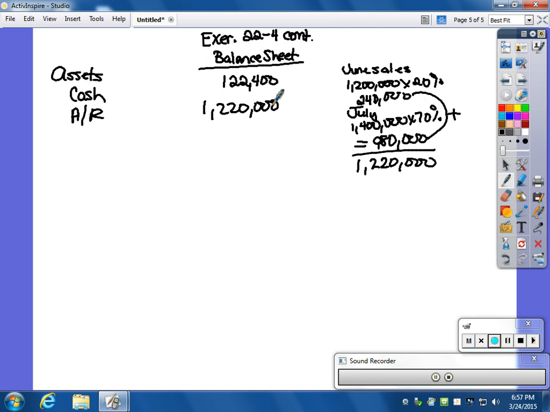What's the next asset? Inventory. How much was that? Was that something that we have to calculate, or was it given? Yeah, inventory at the end of June. But what month are we on? July. So how much? 60,000. What's the next asset? Are there any more? We have those ones to make a total current. Equipment. That's not a current, but total current assets is how much? 122,400 plus 1,220,000 plus 60,000.